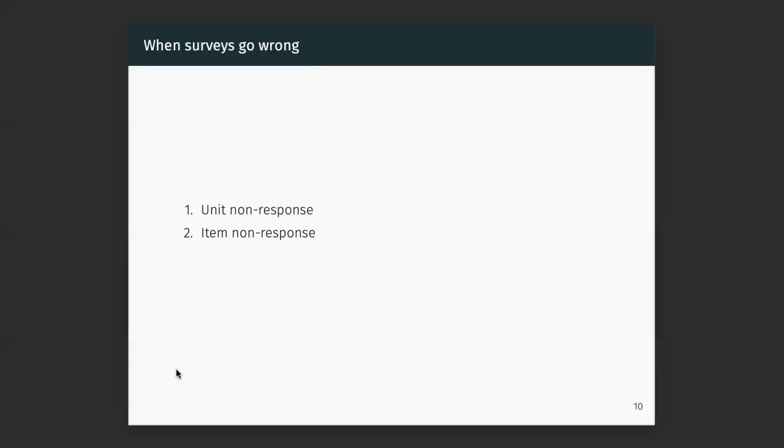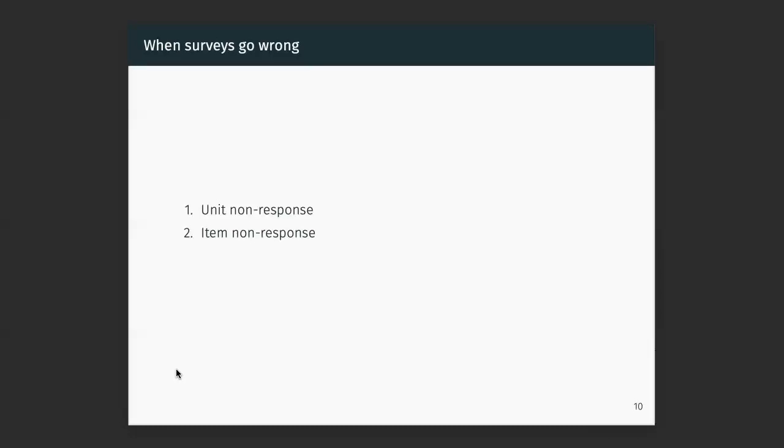It's item non-response. So unit non-response is I just did not respond to anything. I'm not in the data at all. Item non-response is when some elements of the data are missing, particular elements, right? And we have to be careful about that. Item non-response can be random. Maybe they just skipped that page and didn't see it when they were filling out the survey. Or maybe they chose not to answer that question for some other reason. We have to be really careful in thinking about that.